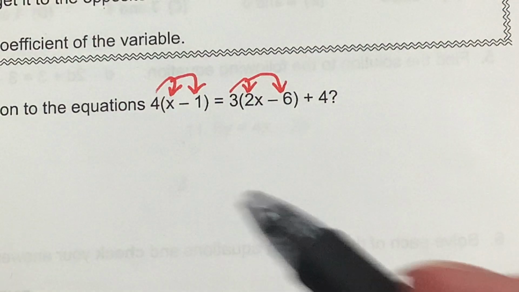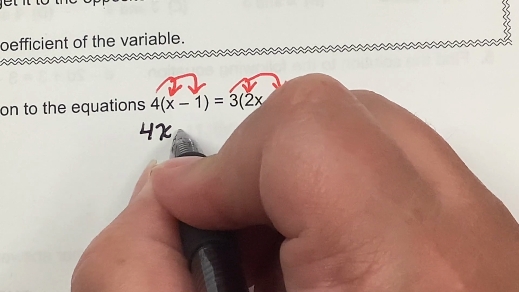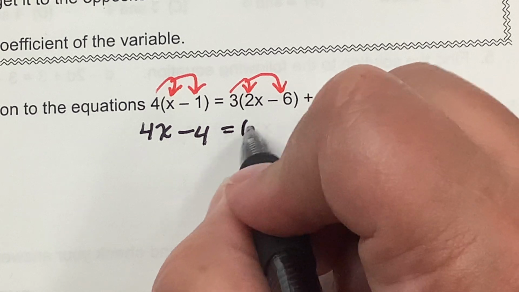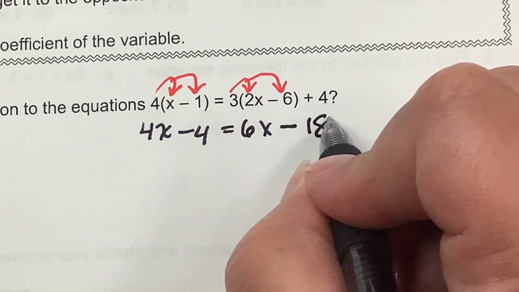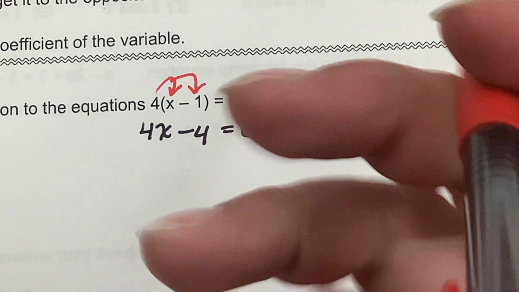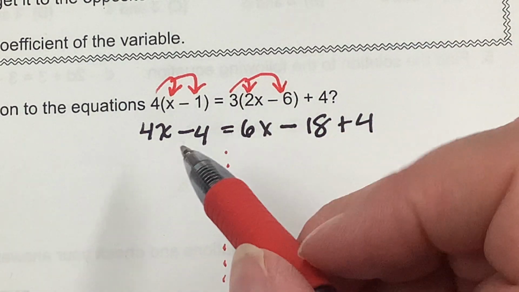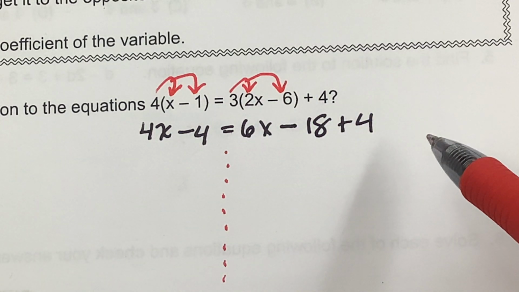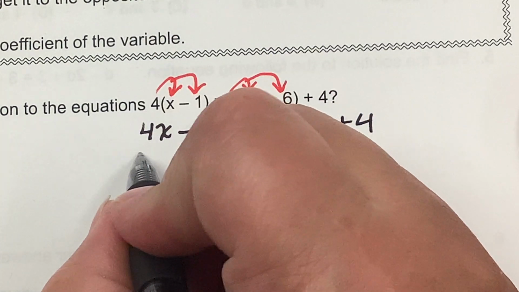So once I do that, I get 4 times x, 4x. 4 times negative 1, negative 4. Minus 4, sorry. 3 times 2x, 6x. 3 times 6 is 18, so subtract 18, plus 4. Now this is where I like to draw that dotted line down from the equal sign. And I can combine like terms on one side of the equal sign. Now look at this mess. There's no like terms there. I'm just going to write it down the way it is.